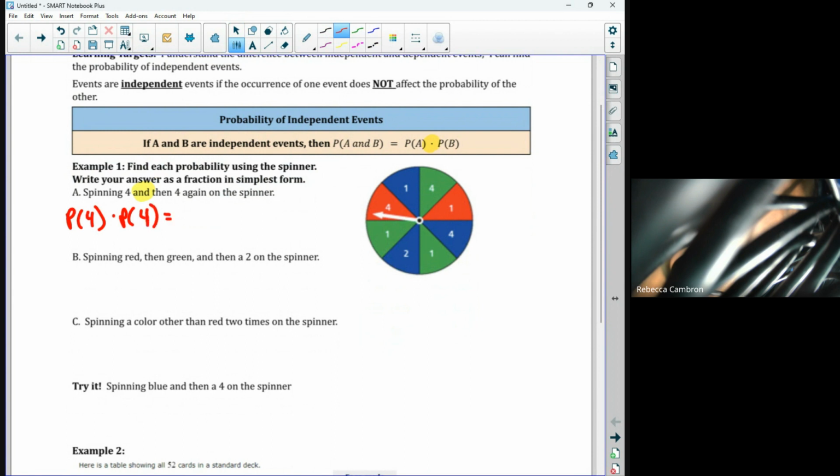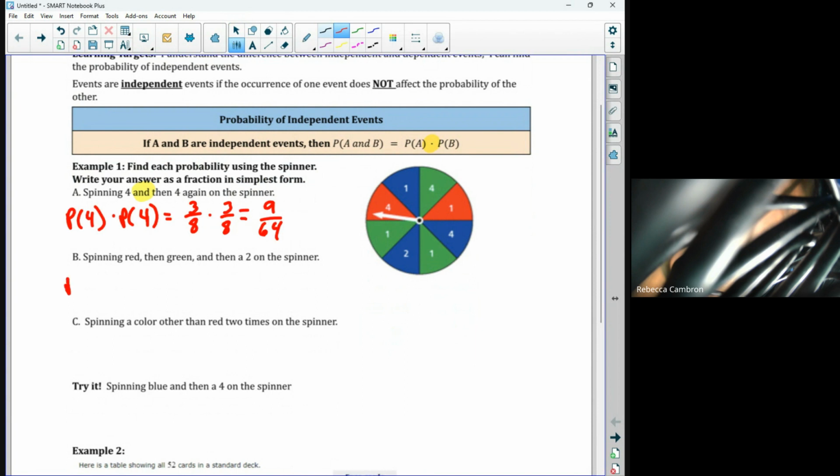If you look over on the spinner, there are 1, 2, 3 4s out of 8. And since they're independent, if you spin a 4 the first time, that doesn't affect whether you spin a spinner again. So there are still 3 out of 8 chances that you get a 4. If you multiply those, you get 9 over 64, because we all know when you multiply fractions, you multiply straight across. However, if you're not good at multiplying fractions, feel free to use Desmos. And 9 out of 64 is reduced.